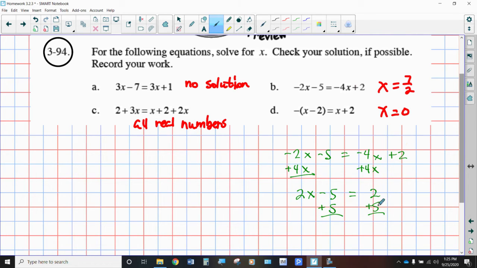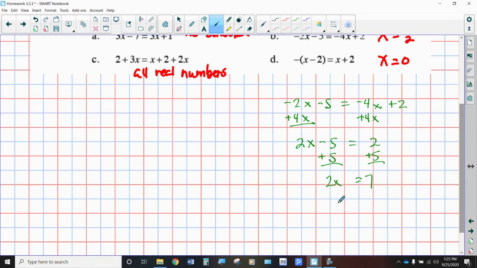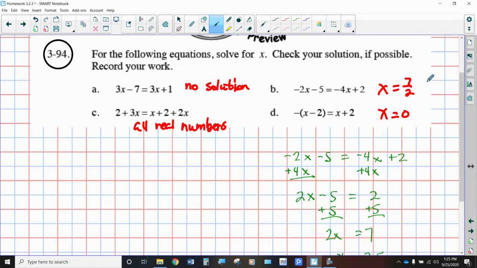So this becomes 2 plus 5 is 7. So what do you multiply times 2 to give you 7 for an answer? Well, some of you may have said 3.5. 3.5 would work just fine. I left it as 7 over 2, but 3.5 or 7 over 2 are also answers that would work there.